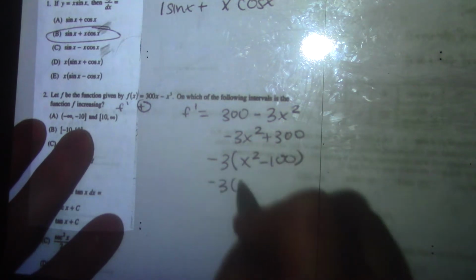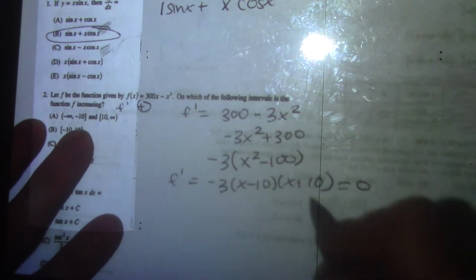Next one, I want to know where f is increasing. F is increasing where f prime is positive, so that means you need to find f prime. F prime would be 300 minus 3x squared. I like to have this as negative 3x squared plus 300. That way I can factor out a negative 3, which gives me x squared minus 100, which means this is x minus 10, x plus 10.